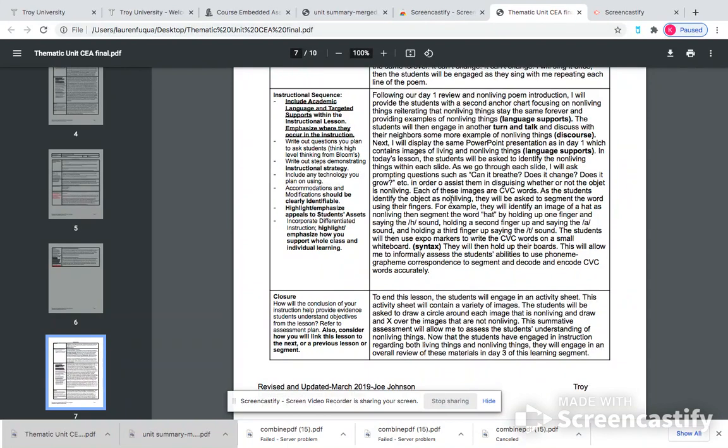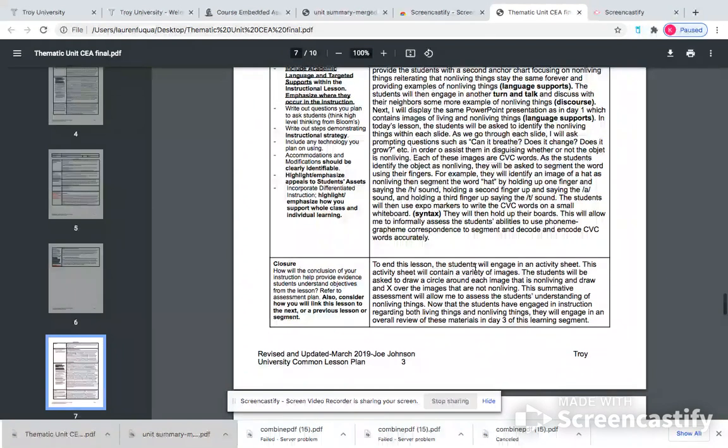Each of these, again, are CVC words, so as the students identify the non-living objects, I will ask them again to segment the word. For example, if it's an image of a hat, I'll ask them to tell me the sounds in hat. /h/ /a/ /t/. They will then segment it, get their expo markers and their dry erase boards, and encode it and write it on their boards. This will allow me to assess, again, their abilities to encode CVC words accurately.